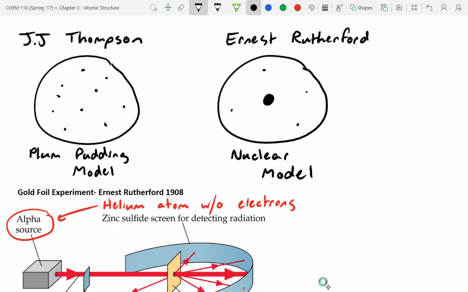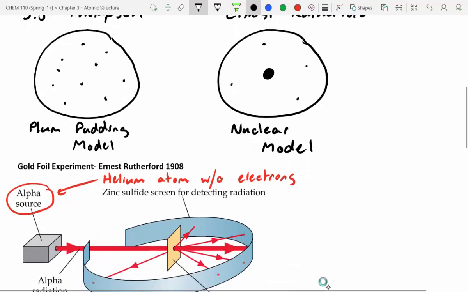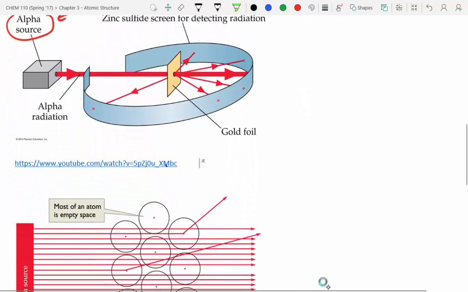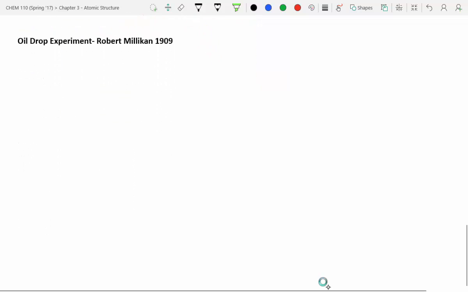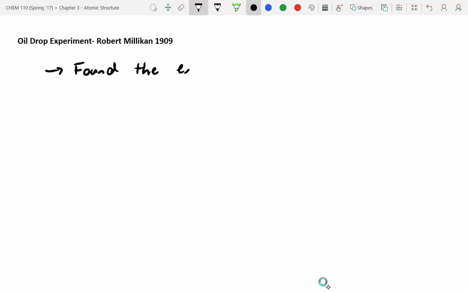The other interesting thing was he also won the Nobel Prize. So his boss won, and then he won shortly after. So it's a neat experiment. And then last but not least, this guy called Robert Millikan did something called an oil drop experiment. If you go on and take physics here, he'll talk about it in a lot more detail. But what he did was he refined the idea of the electron, and he found the exact mass of an electron.